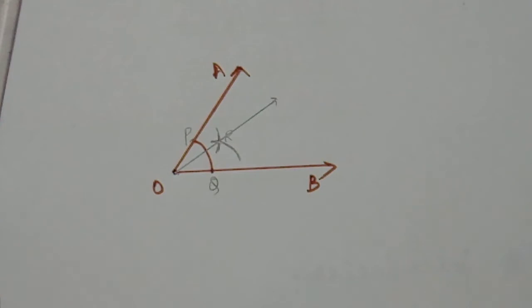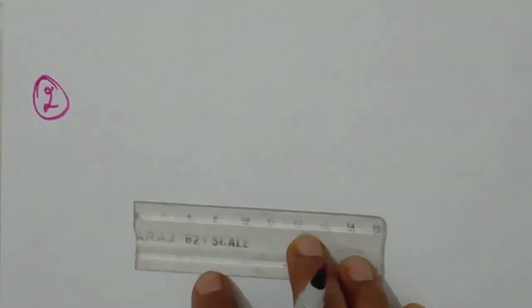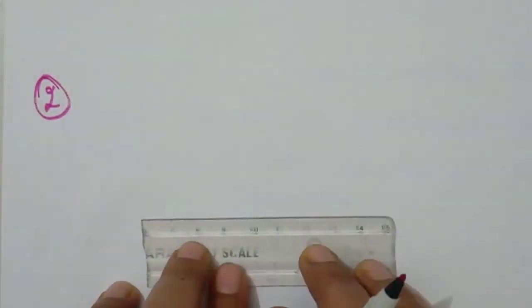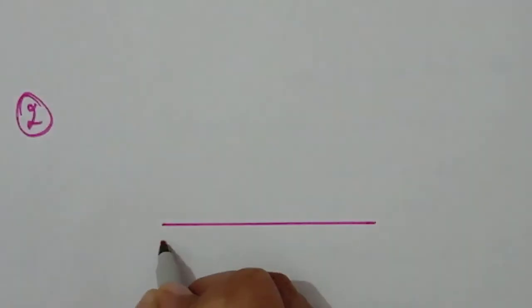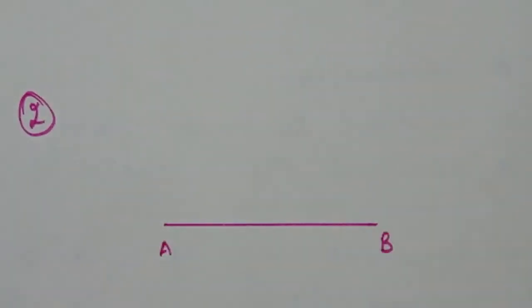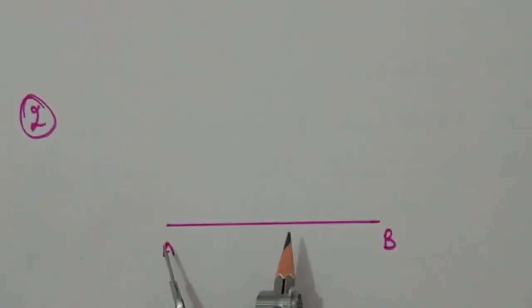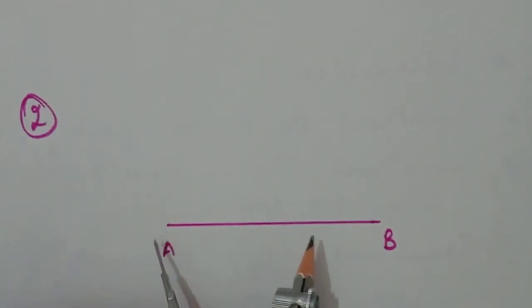Now we will learn how we will draw the perpendicular bisector of a line. Second one is how we will draw the perpendicular bisector. For the perpendicular bisector, we need a line segment. So we will draw a line segment. This is our required line segment which we will mark as AB. Now the question is how we will draw the perpendicular bisector of the line. We should open our compass more than half of the line.